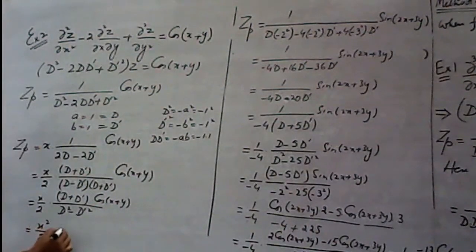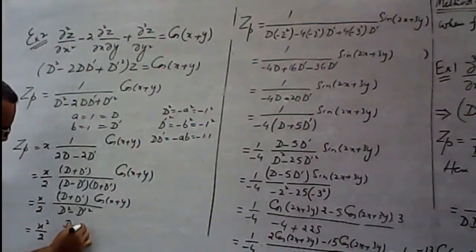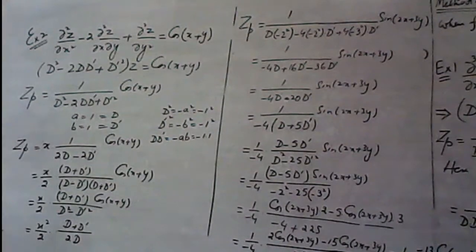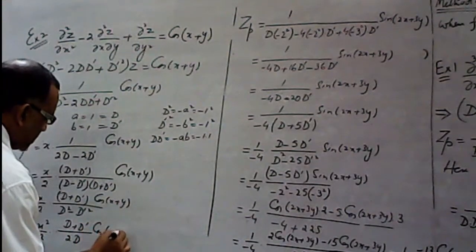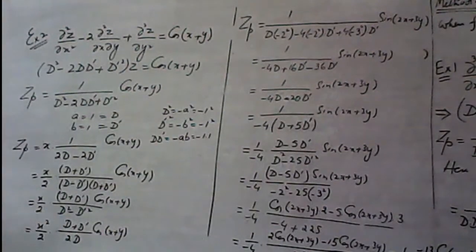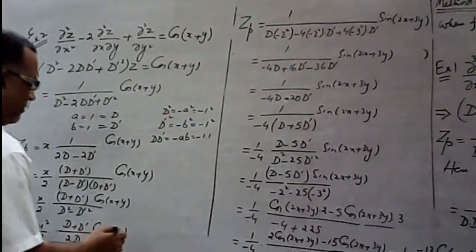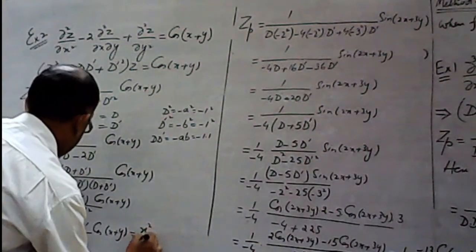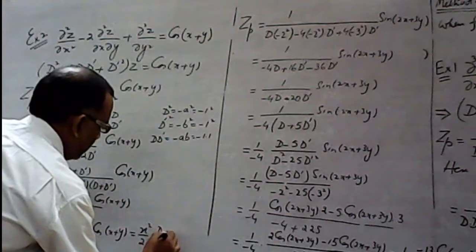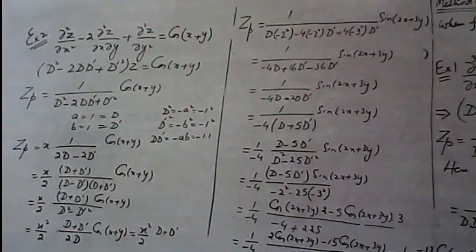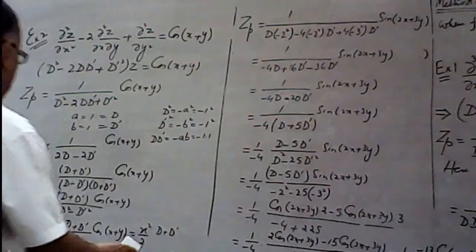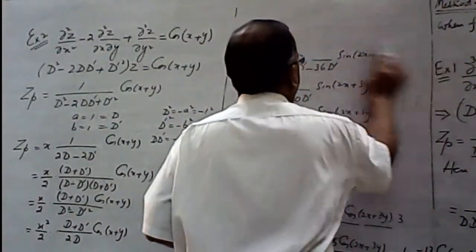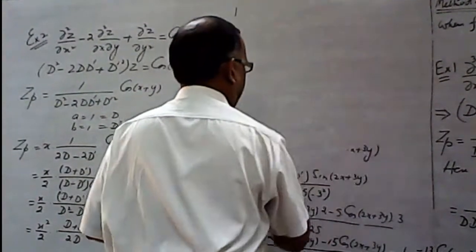So it becomes x square D plus D dash upon 2D. D square will become 2D cos of x plus y. And now we have the final answer as x square upon 2 D plus D dash. Now it is better to write this step not here but in this place, so you have a clear vision of this step.